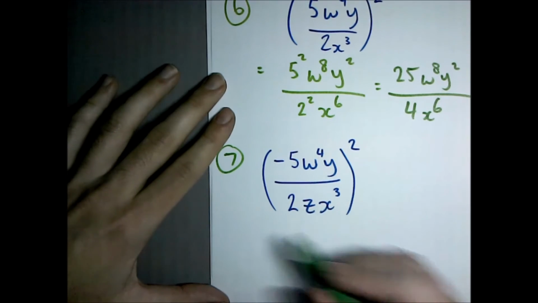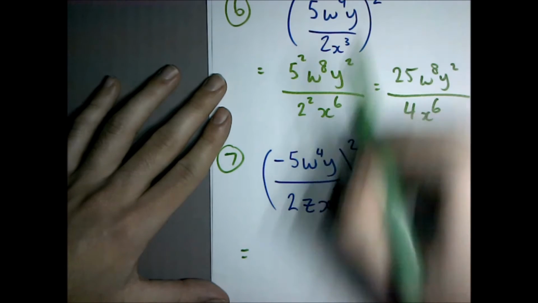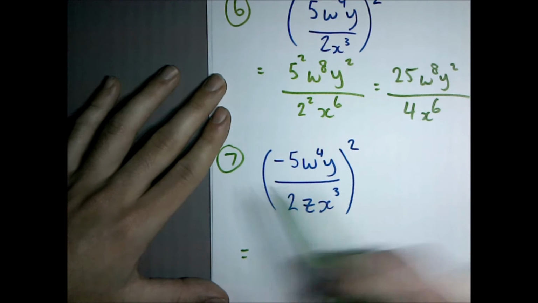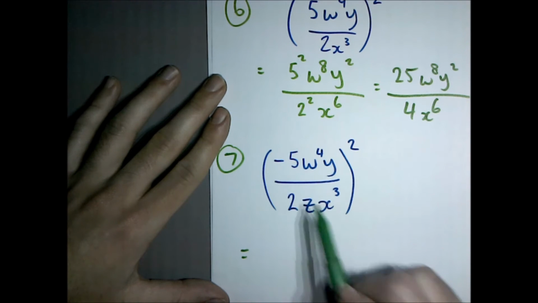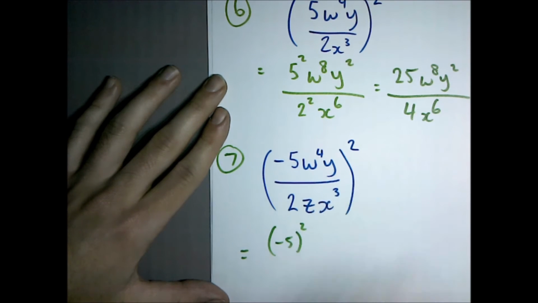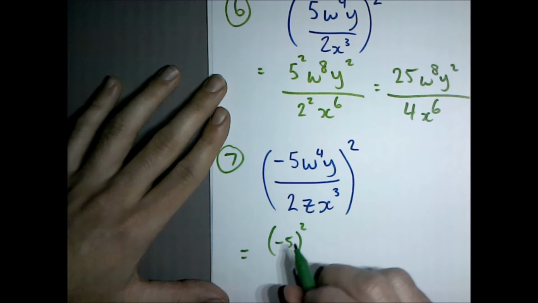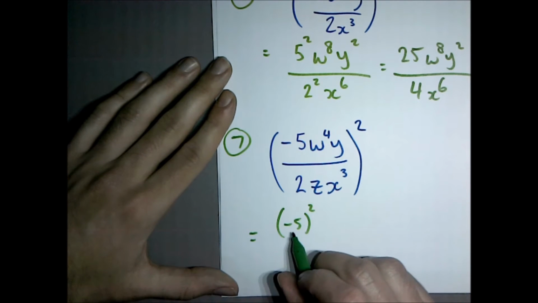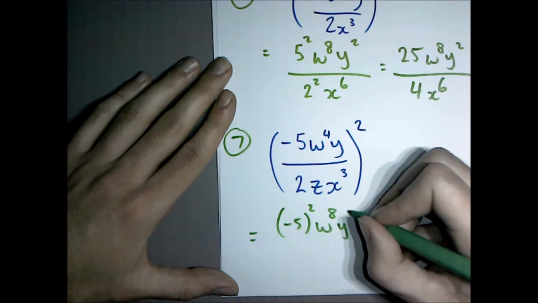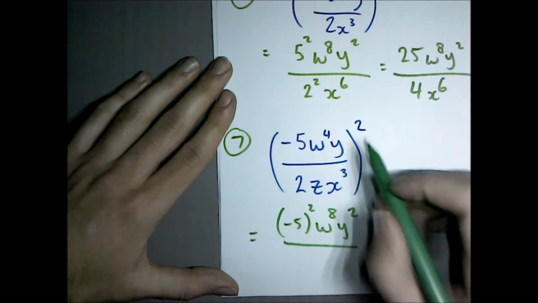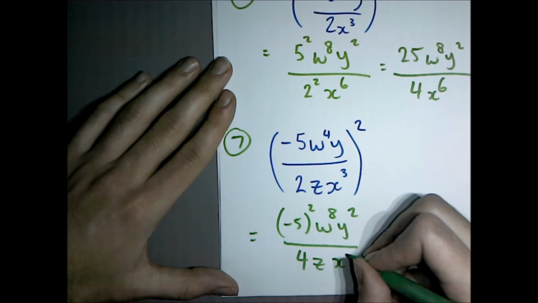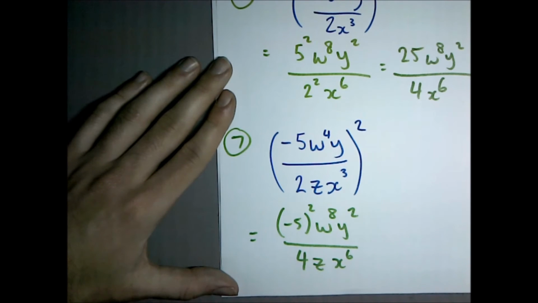For one of the last ones, same idea as the one previously, but I have got a negative number in here which you need to be careful of. But the same idea, I need to square every single one of the numbers that are in here. So it's going to be negative 5 squared. And again, just remember the brackets here, just to remind you that you are squaring this negative number. I'm going to have w to the power of 8 y squared divided by 2 squared, which is 4, z, and then I've got x to the power of 6 because 3 times 2 is 6.